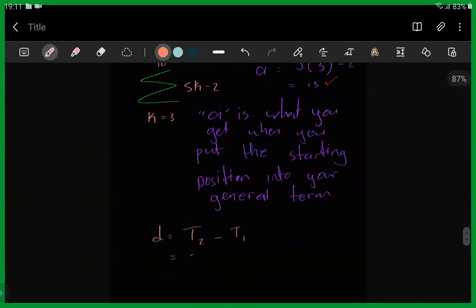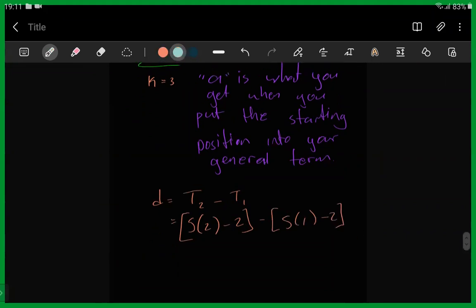So you have 5 here, 2 here, and then you minus when you have a 1 there. Do you see? You see it?